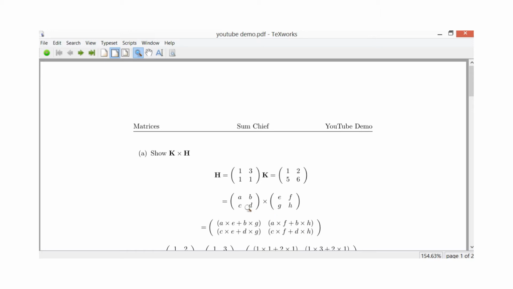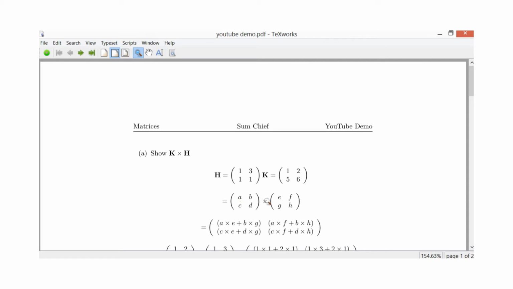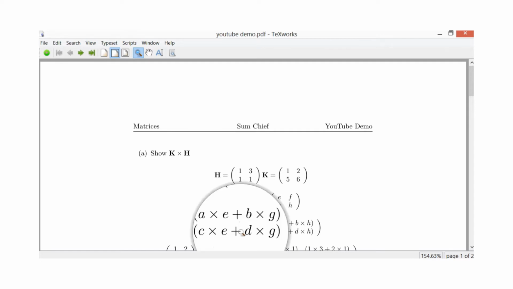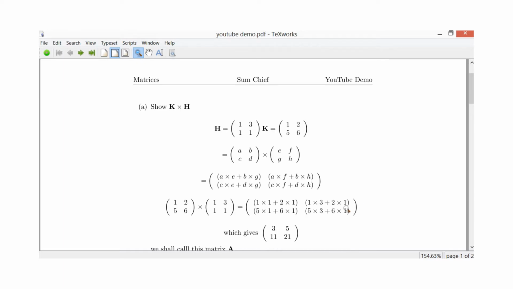So we've got A, B, C, D times E, F, G, H. A times E plus B times G is the top left. A times F plus B times H is the top right. C times E plus D times G is the bottom left. C times F plus D times H gives the bottom right. It's now just a case of substituting in the values and working out the formula.